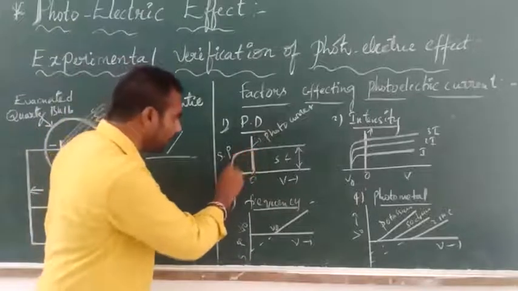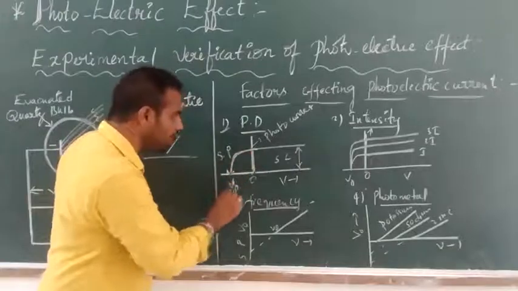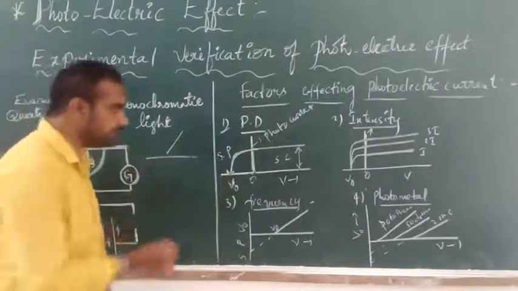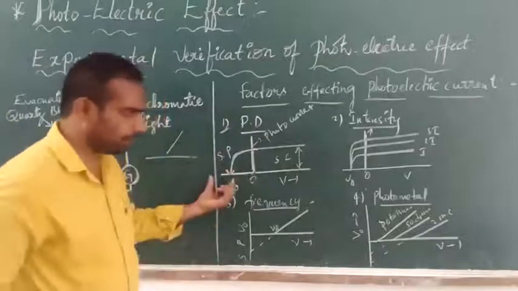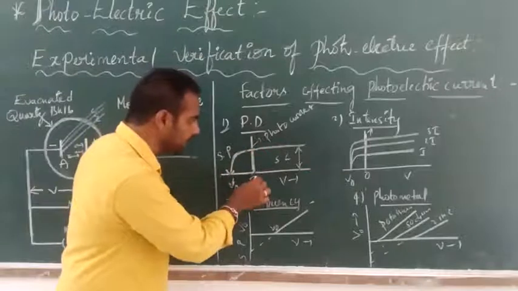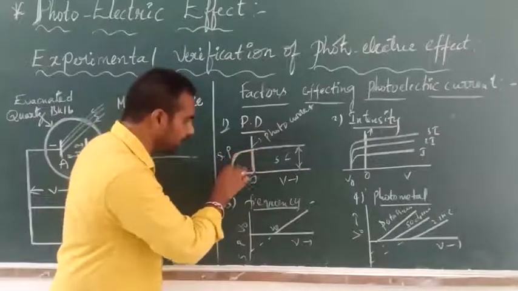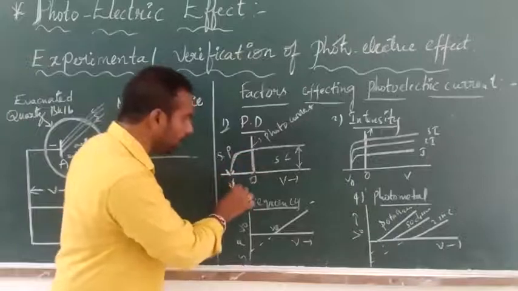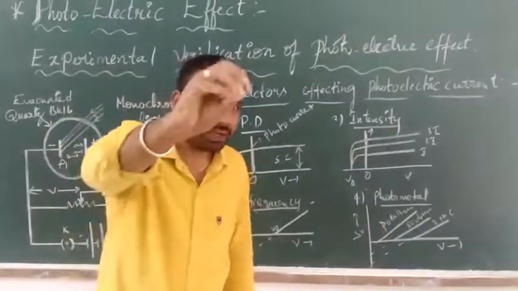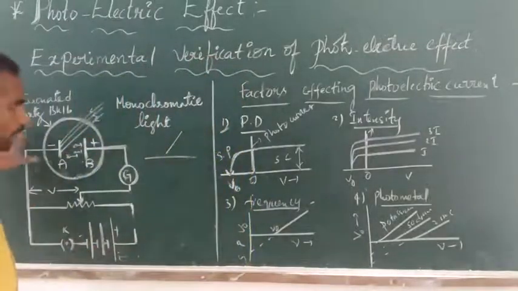at a negative potential of V naught, the current becomes completely zero. This is called the stopping potential. At zero potential the current is not zero, but as the negative potential increases, at some point the current will be zero. Like this.